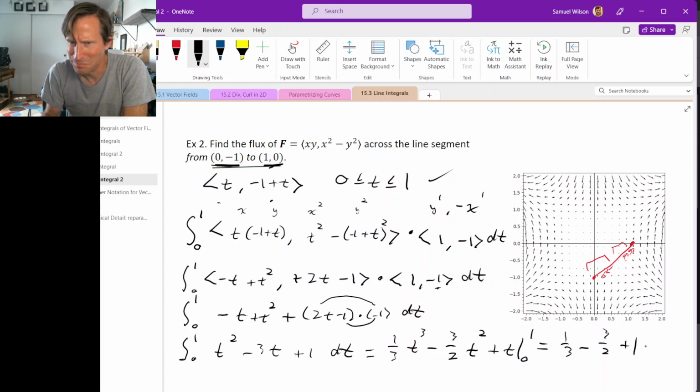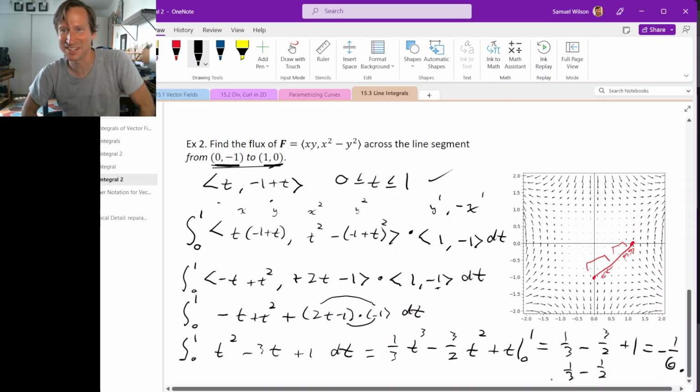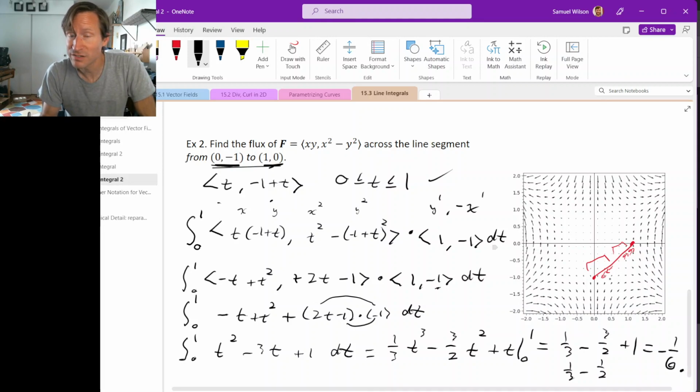A third minus a half is going to be, I'm having a terrible brain fart. So this is going to be a third minus a half, which is going to be 2/6 minus 3/6, so minus 1/6. Okay, there we go. I did it. I got it eventually. So it turns out that the total flux across this line, since it's negative, the total flux is actually slightly to the left, which is not at all obvious just looking at the picture.